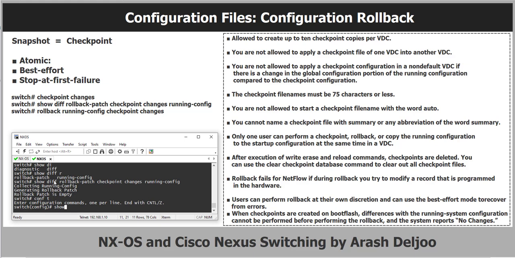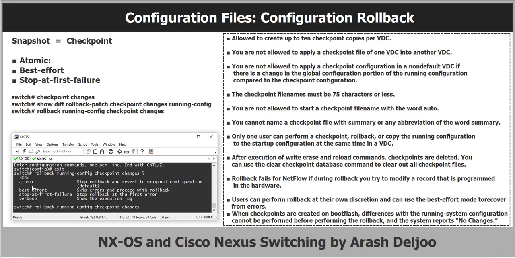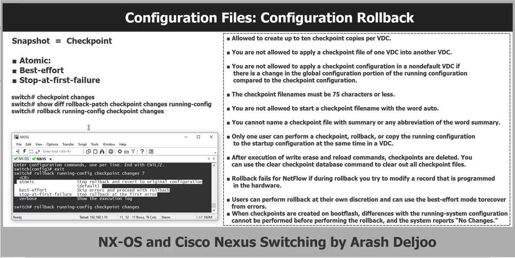For example, we can use rollback, also rollback running config checkpoint change. Here we have these options: atomic and also best effort and also stop at first failure. I will explain them. Let me start to better understand it. Look at here, you can create a checkpoint copy of the current running configuration at any time with the checkpoint change command.